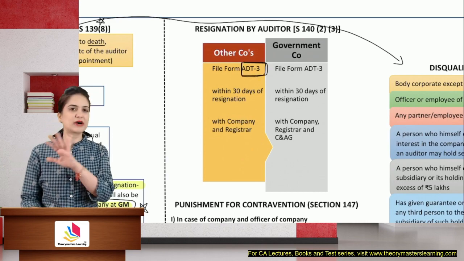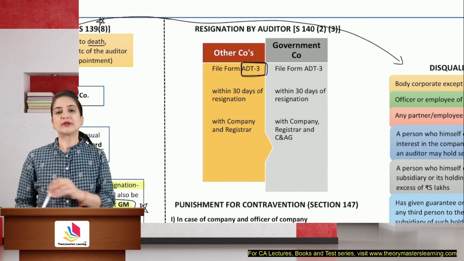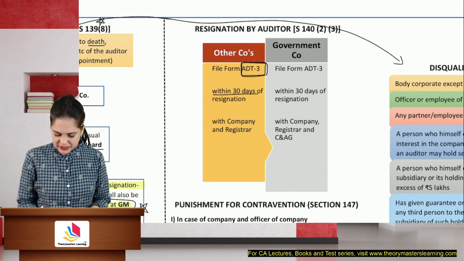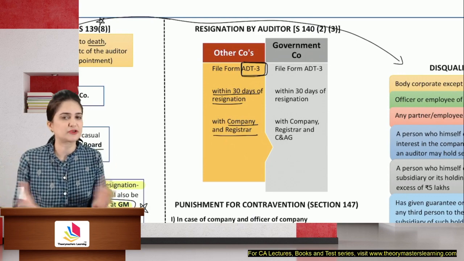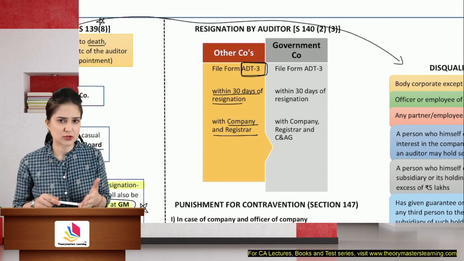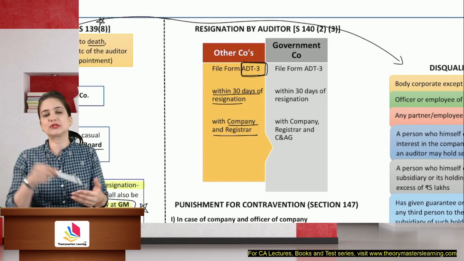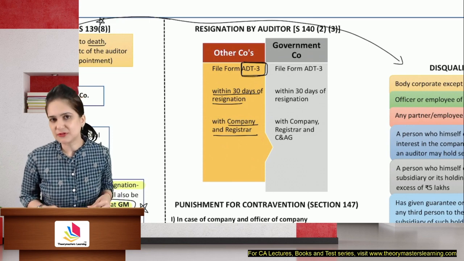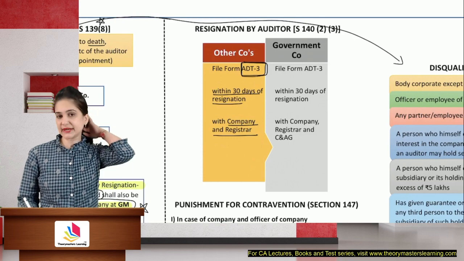In case of other companies, and the provisions are separate in case of government companies, the auditor should file ADT3 within 30 days of resignation. File it with the company and registrar, giving us the reasons for resignation. Tell me up to what date you have completed the audit. Have you paid the audit fees or not? What are your observations? Was there any qualification? Why are you resigning? We would like to know the reasons. So in this case, the auditor will file form ADT3 with the registrar and the company within 30 days of resignation.